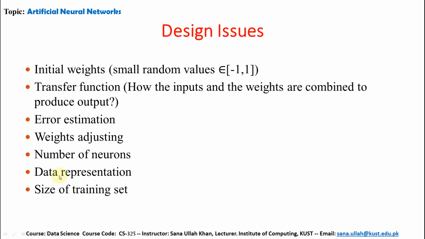Number of neurons: to add or remove neurons. Data is also a difficult design issue: data representation, size of the training set. If the hidden layer is small and the size of the training set is large, then how will it be possible to adjust for all these problems?